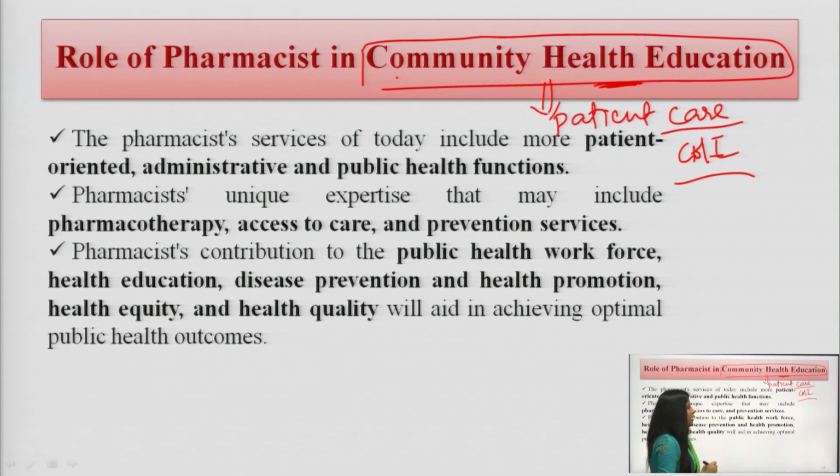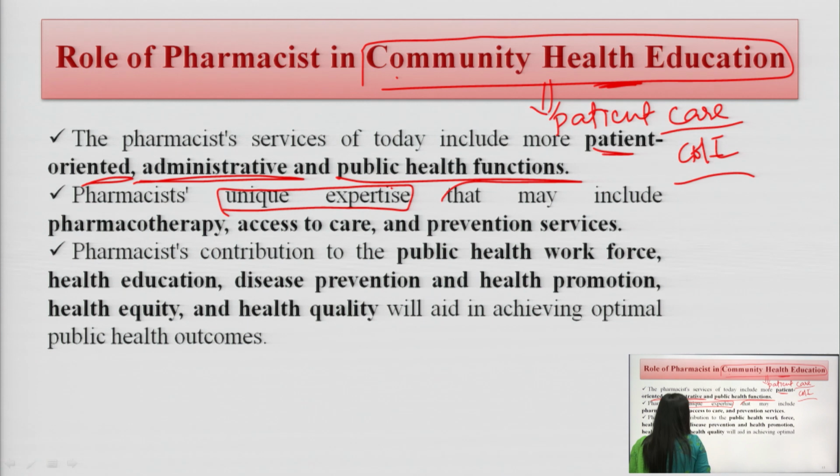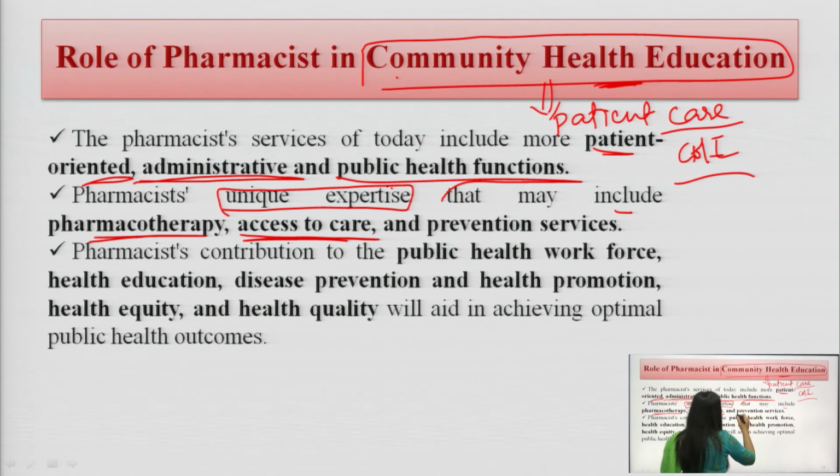So, pharmacists are actually understanding the problems of the patient, what the issues related to the patient are, why the patient is not taking the medication, what the compliance barriers are. So, all these points are covered here. The pharmacist services of today include patient-oriented, administrative and public health functions. Here, the pharmacist has unique expertise. Why? Because they have the knowledge about the drugs, which includes pharmacotherapy, how therapy should be drawn, access to care, and prevention services.